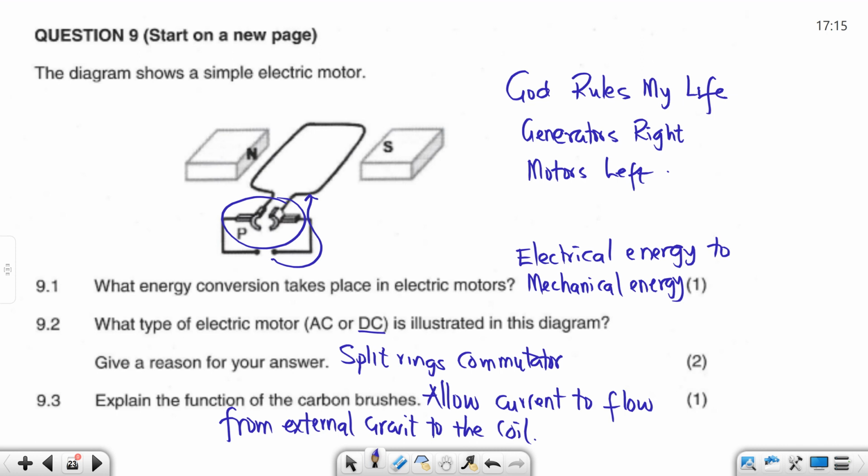So we're using the left. Motion, field, and current: MFC. I would just use KFC, but change the K to M. Motion, field, and current. The field will always go from the north to the south.